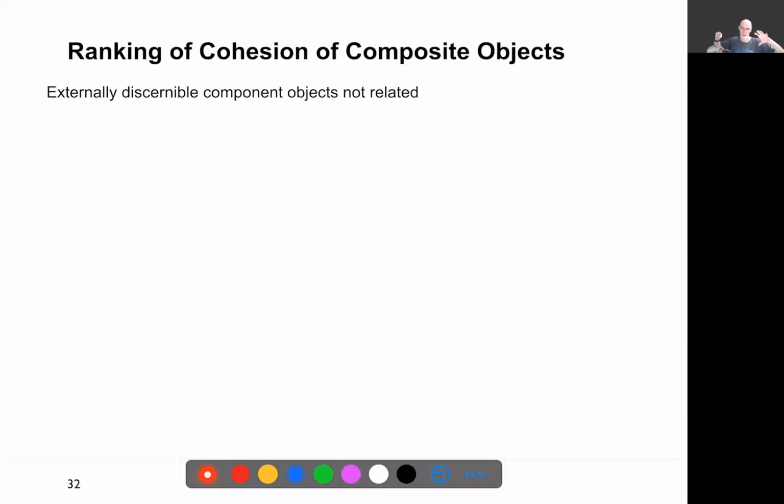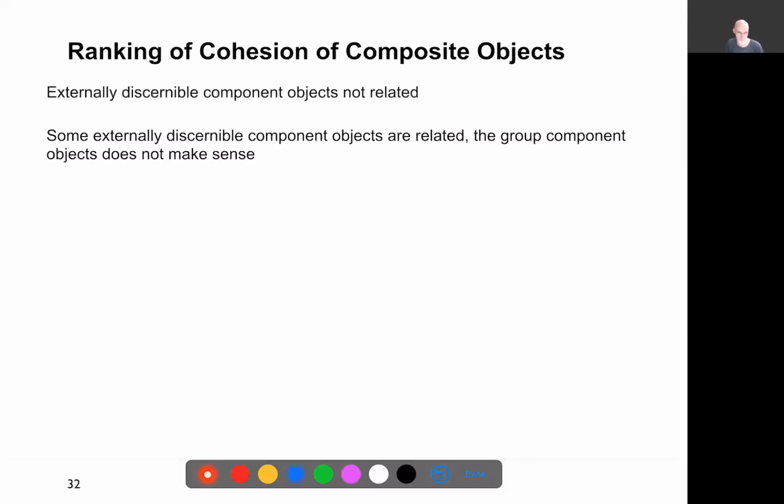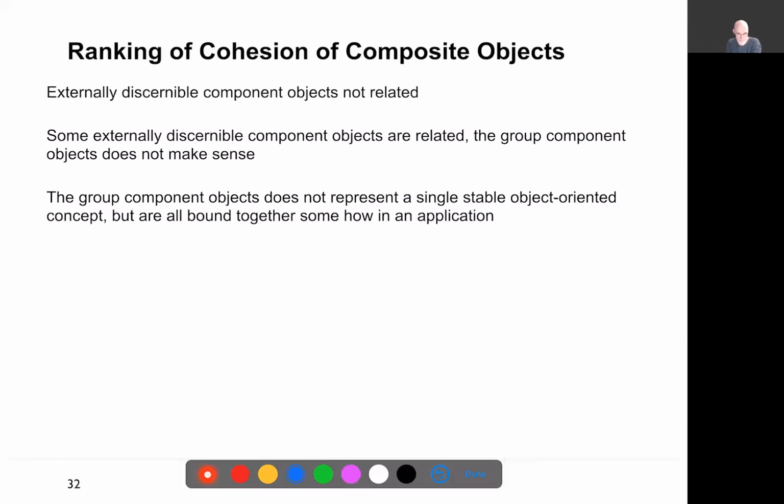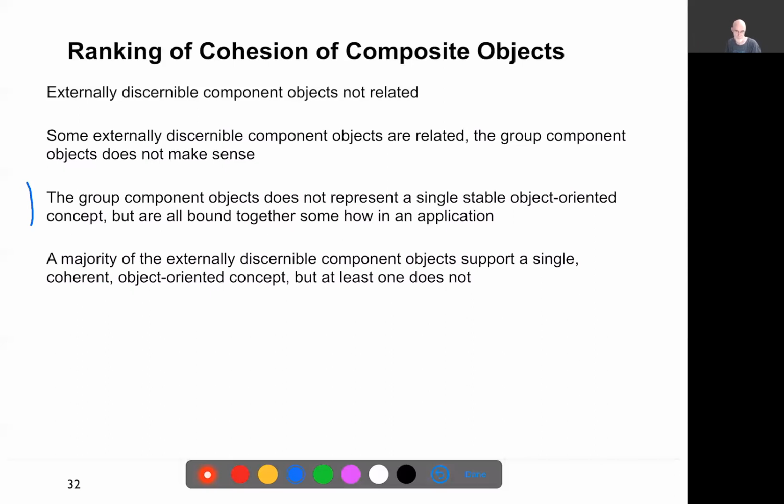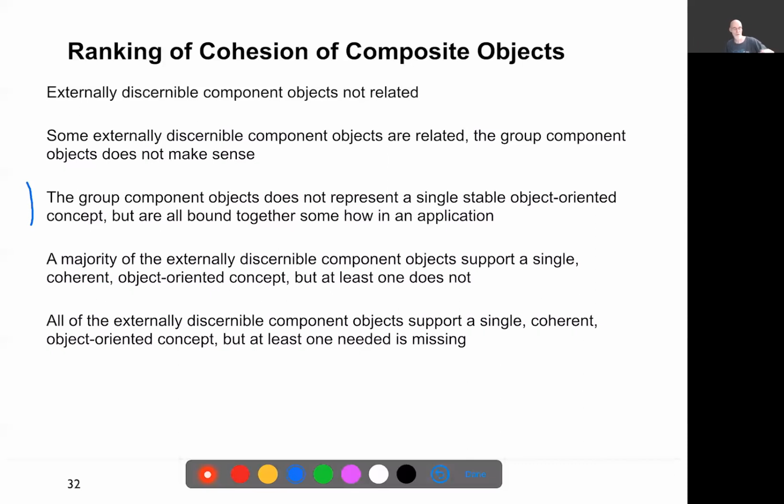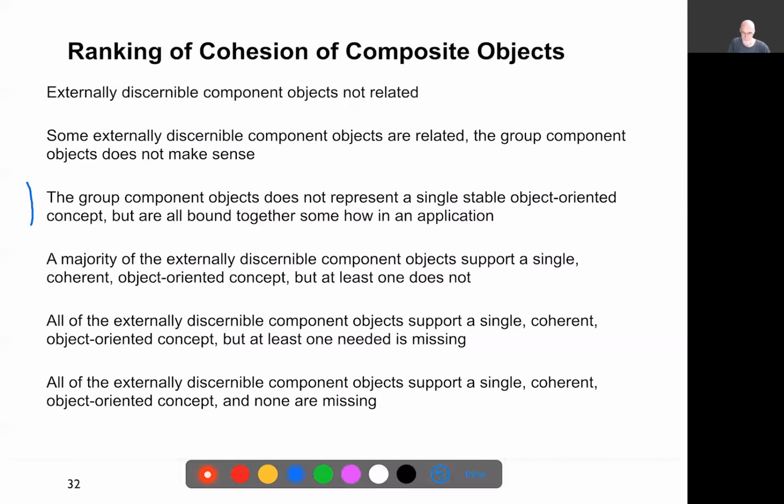Now he wants to know how we can think about the cohesiveness of a composite object. Well, if those components are not related, then it's not very cohesive. If some are related, that's better. If the components don't represent a single abstraction, but they make sense in an application. So we're slowly trying to figure out how we can talk about the cohesiveness of a composite object.